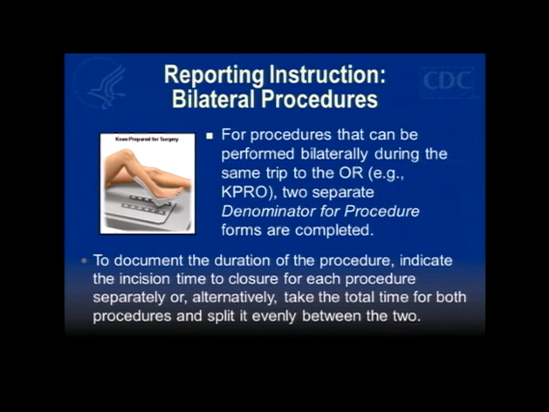So when it's a bilateral type of operation, then we want two separate records for each procedure. And what may become a problem, though, is sometimes there's only one place on the op note to indicate duration. So in that case, indicate the incision time to closure for each procedure separately. If you can get the times separate, that's great. And if you can't, then use the total time and just split it evenly between the two procedures. Okay? So that hasn't changed.